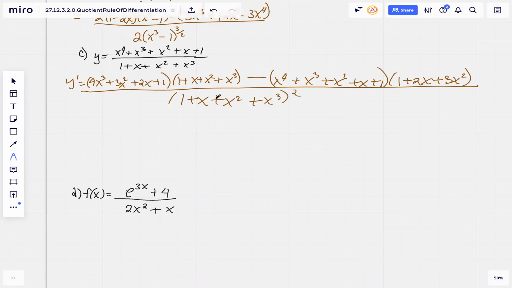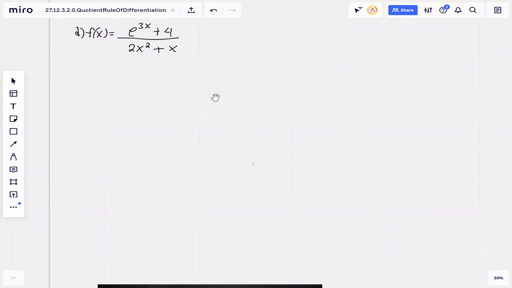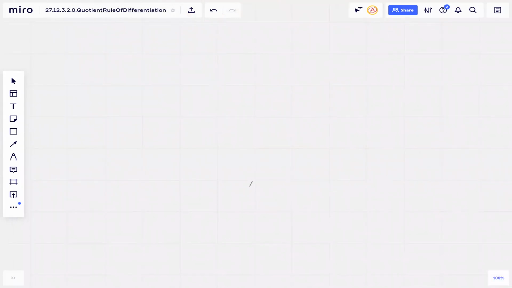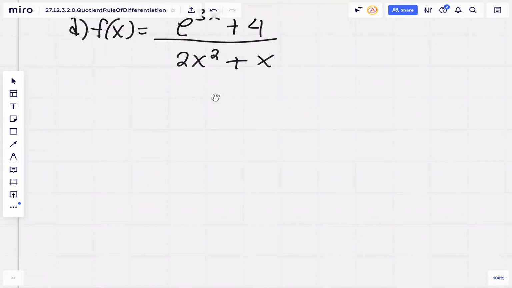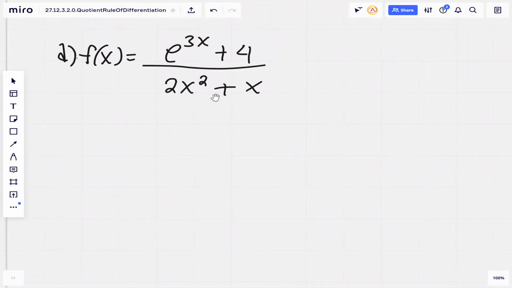All right, so I'll leave that as an exercise for you to simplify. It looks like it could be fun. All right. Whoops, we lost the last question. All right, and finally, f of x equals e to the 3x plus 4 all over 2x squared plus x.